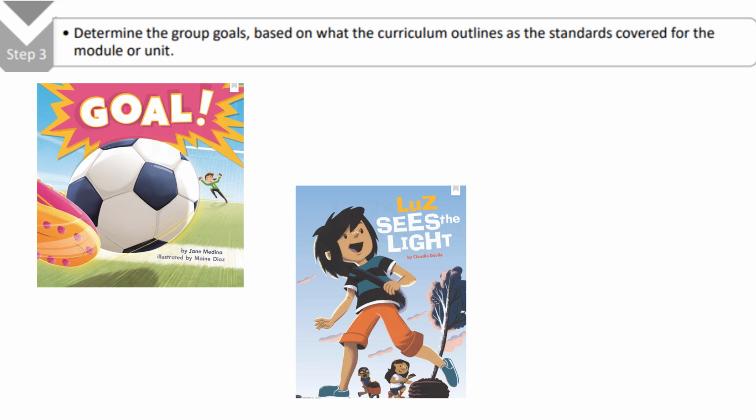Step 3 is determine the group goals based on the curriculum outlines as the standards covered for the module or unit. The lessons examples used today were ELA lessons for 1st and 4th grade. Students were focused on using text features to explain ideas in 1st grade and using inferences in 4th grade.